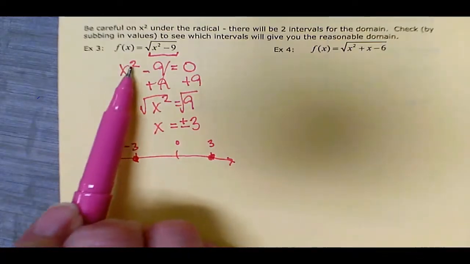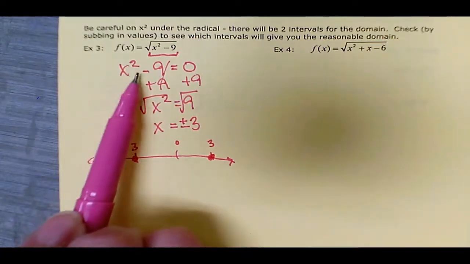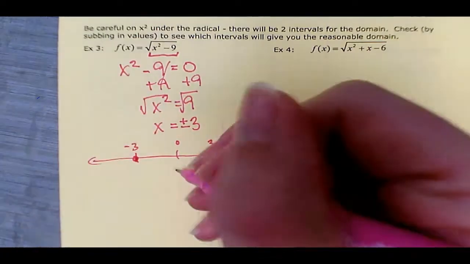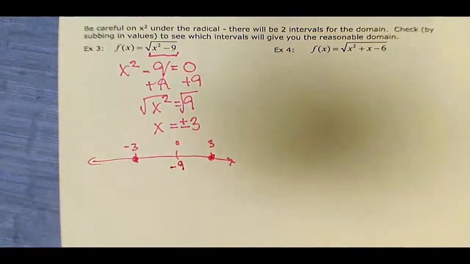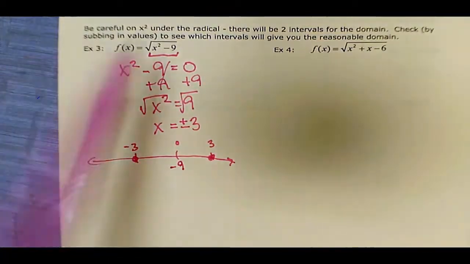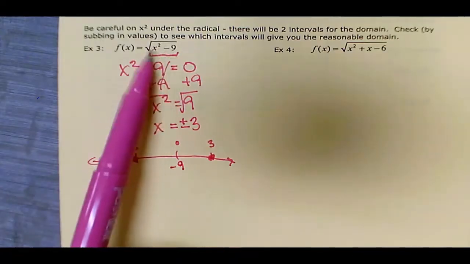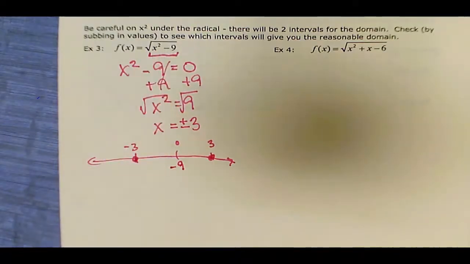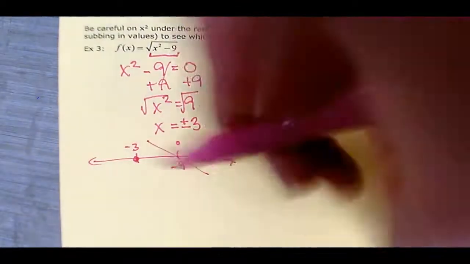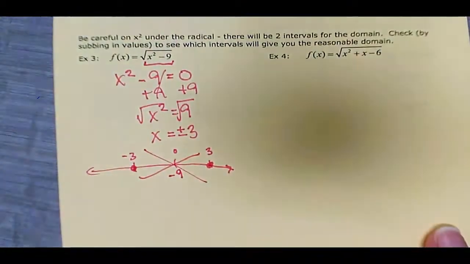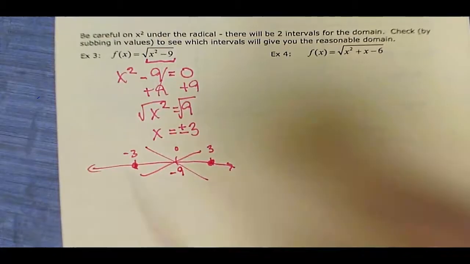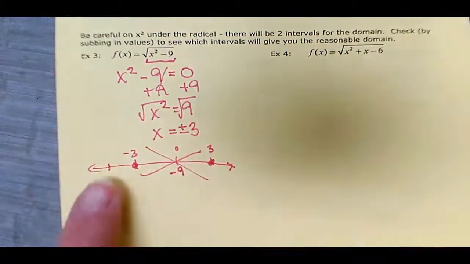So 0 squared is 0, and 0 minus 9 is negative 9. So I end up with a negative 9 as a radicand if I use 0 as an x, right? So 0 squared minus 9 is negative 9. I can't have a negative inside that radical, so that means this middle section is not where my reasonable domain lies. So now let's pick a number out here.